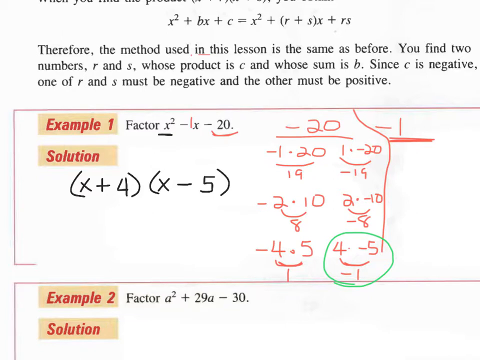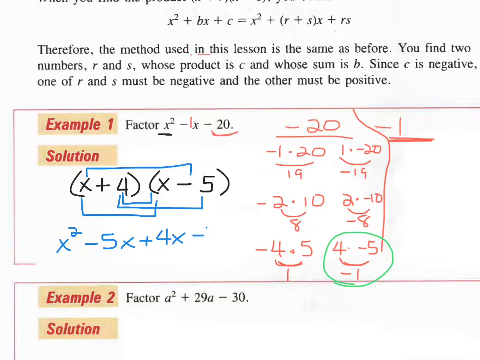At this point, you should FOIL this to make sure that it's going back to your original problem. If it does not, then you need to go back and look for other factors, or maybe even just switch your signs. So when I FOIL it, I do get negative 1x in the center, or in the middle, and I do get negative 20 on the end. So the two factors of positive 4 and negative 5 are my correct factors.